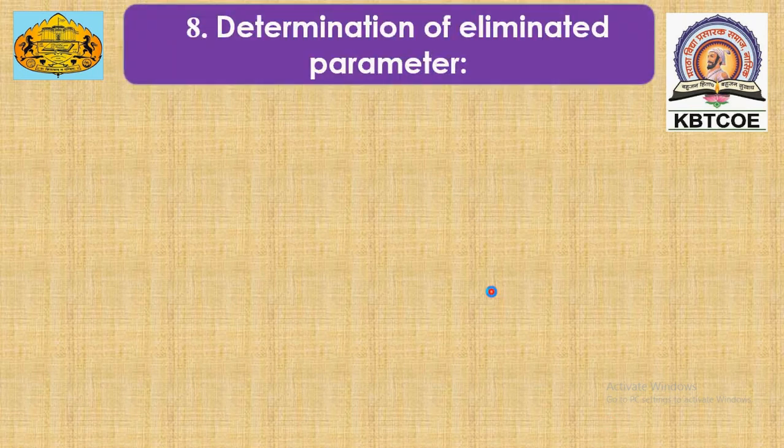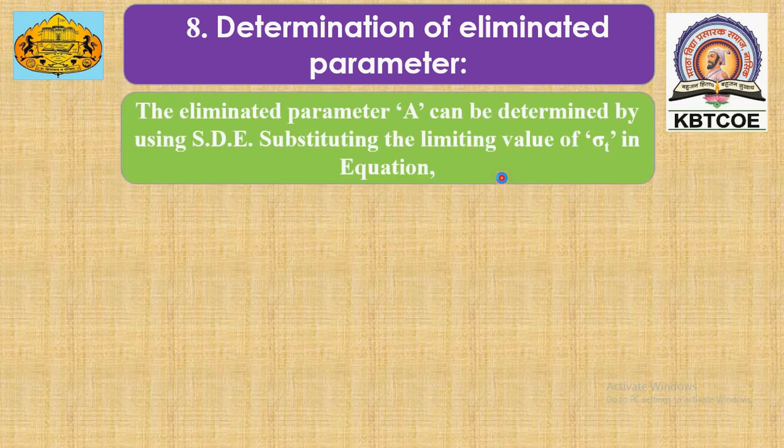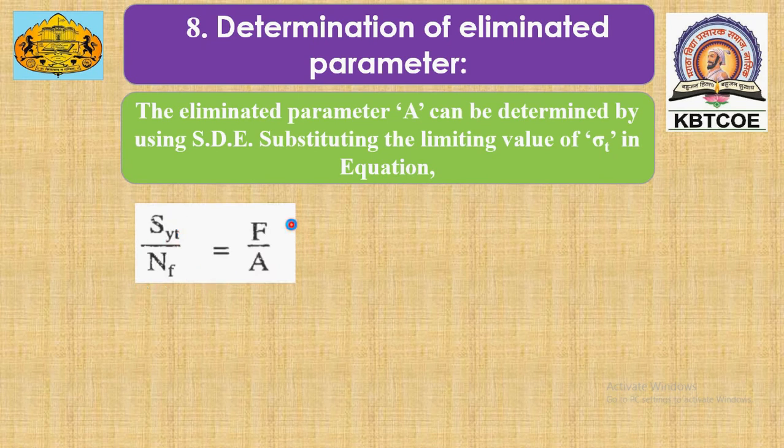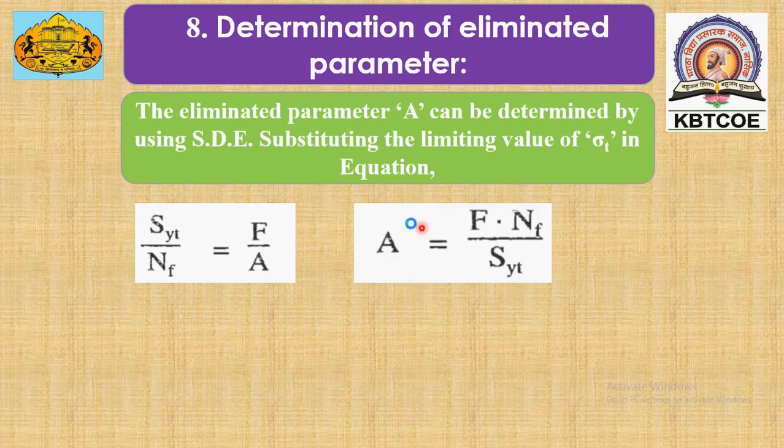Next step, determination of the eliminated parameter. Once you identify the material, now we have to find the eliminated parameter. Now we know that parameter A was eliminated in the previous equation. So the eliminated parameter A can be determined by using SDE, substituting the limit value of sigma T in the equation. So the equation becomes SYT upon NF equal to F upon A. So A equal to F into NF upon SYT.